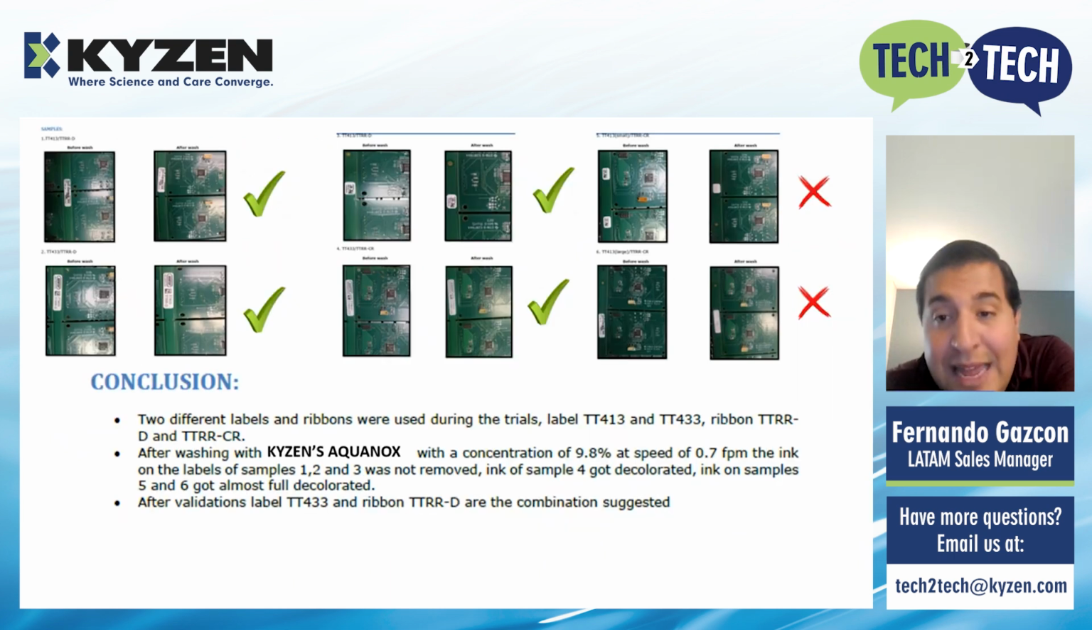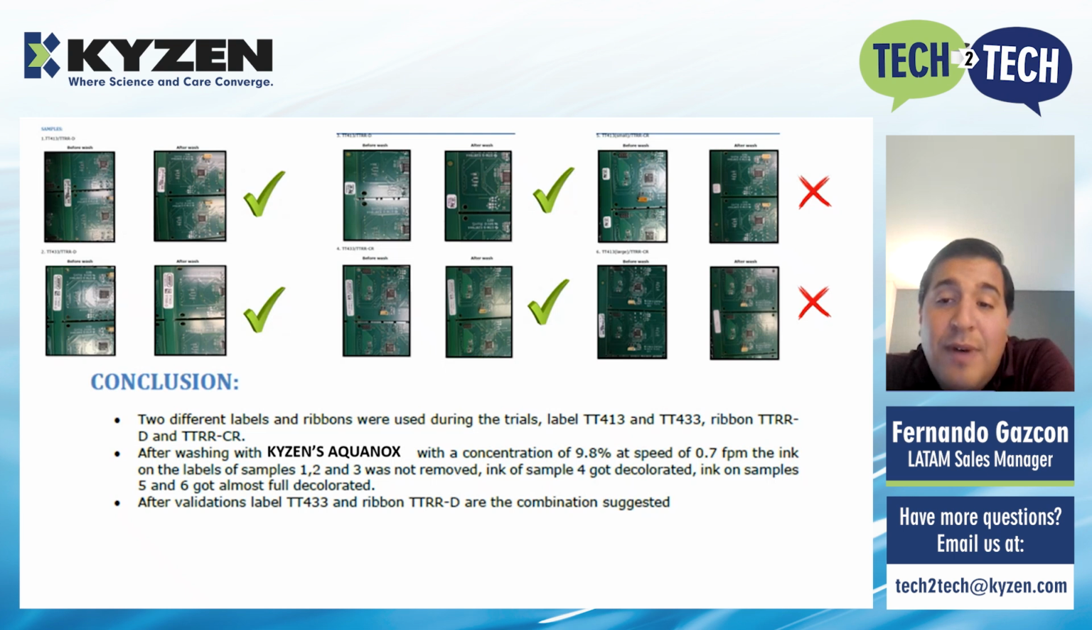With the sample labels provided by the label manufacturer, a DOE was run at the production floor. Two different labels and ribbons were used during the trial. After the cleaning test with our AQUANOX directly in the CM inline PCB cleaning process with a concentration of 10% and a speed of 0.7 feet per minute, the ink on sample 1 and 2 show complete resistance to the process.